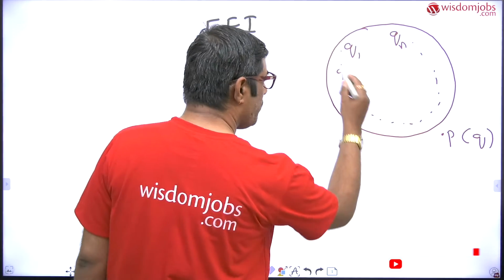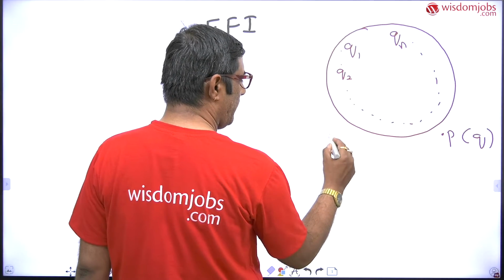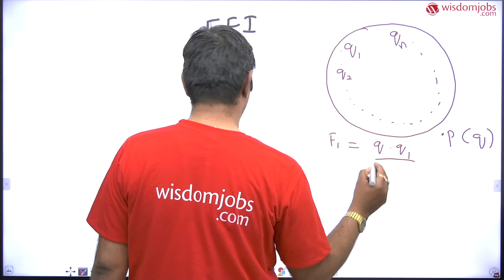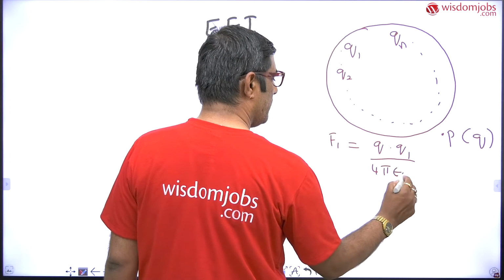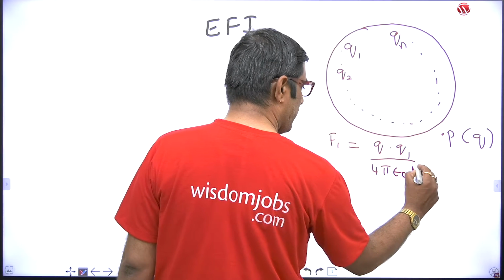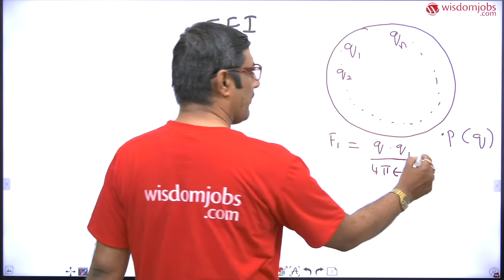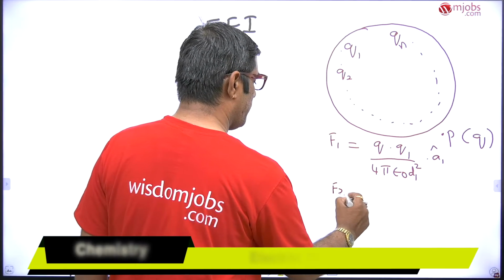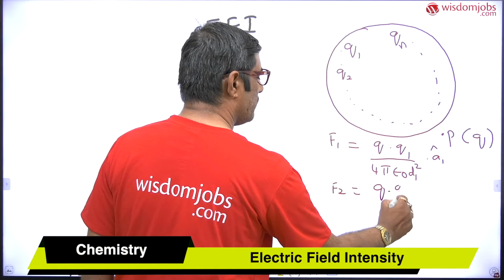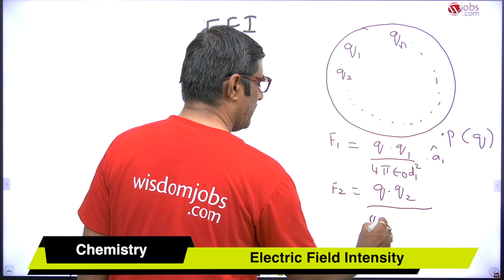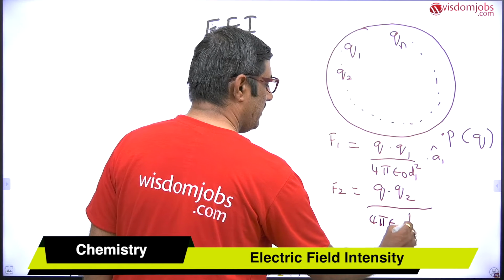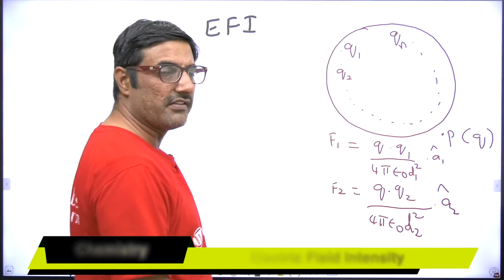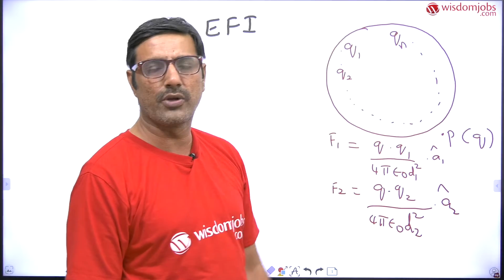Okay. Now due to Q1, what is F1? F1 would be Q into Q1 upon 4 pi epsilon naught d1 square into a1 cap. Okay, and what would be F2? F2 would be Q into Q2 upon 4 pi epsilon naught d2 square into a2 cap. So what is d2 here? Obviously it is the distance between the point P and the location of the second charge.